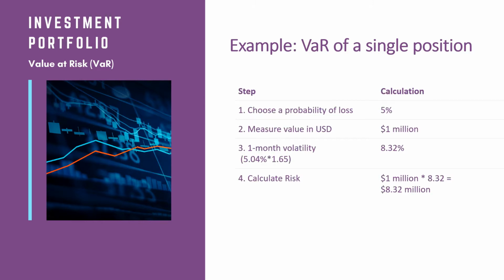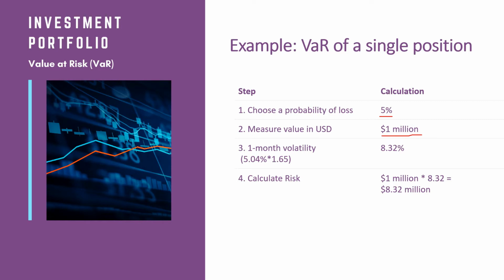To estimate the value at risk of this single position, first you have to choose a probability of loss, so you set it on 5%. Then you have to measure the value in US dollars of your investment, and as we said in the last slide, we are assuming a $1 million investment.